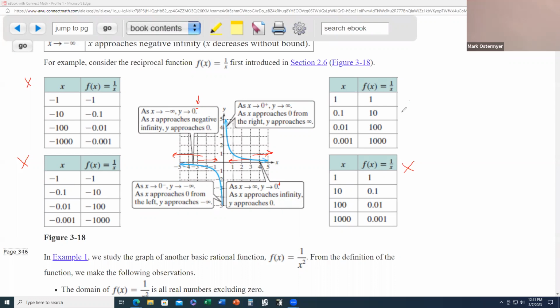And finally, this table up here is saying as x approaches zero from the right, the function is blowing up to positive infinity. Any questions about the analysis of this rational function f of x equals 1 over x? And the notation that's being used.